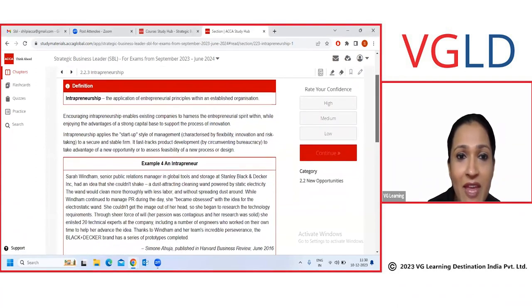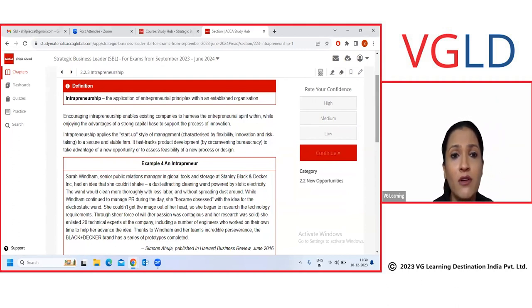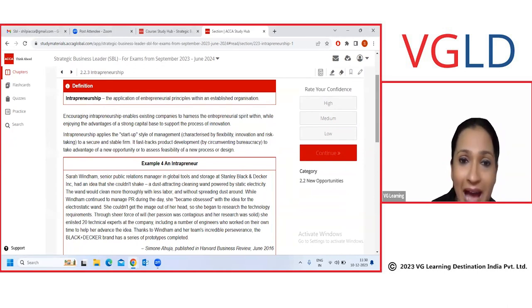Okay. And then we have the concept of intrapreneurship. Anybody's ever heard of the word intrapreneur? So I am working for an organization, but within myself, I have those entrepreneurial skills, that flamboyance, that creative mind. So I am applying that principle of entrepreneurial skills within the organization which I am working for. That then is called intrapreneurship.